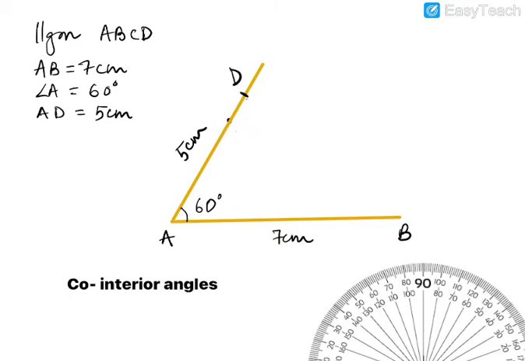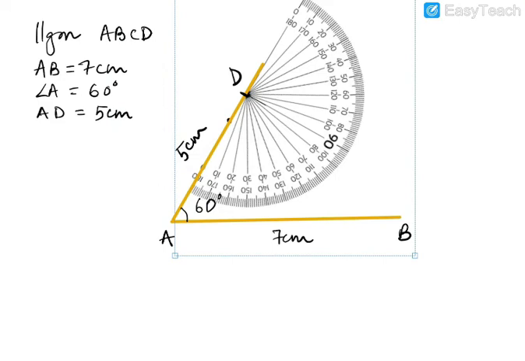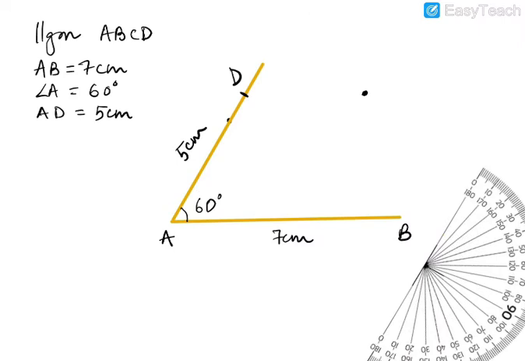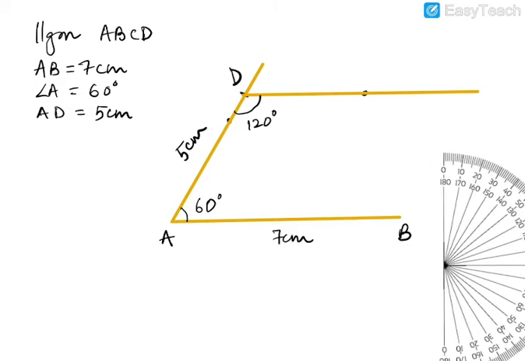So using your protractor, align the center of the protractor at point D and measure 120 degrees starting from this point and mark 120 degrees. Now join point D to this point. Using properties of parallelogram, we know that opposite angles of a parallelogram are equal. So angle B will be 120 degrees.